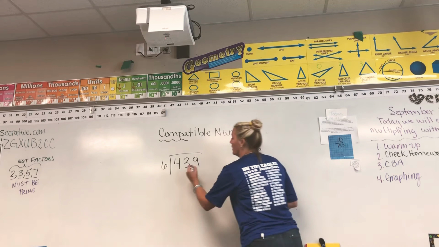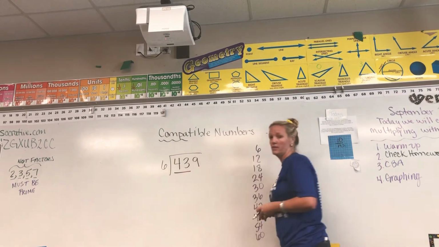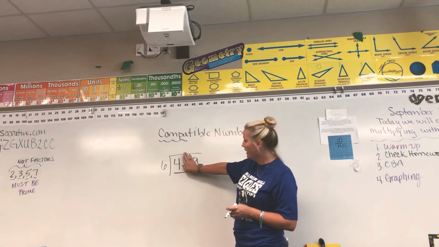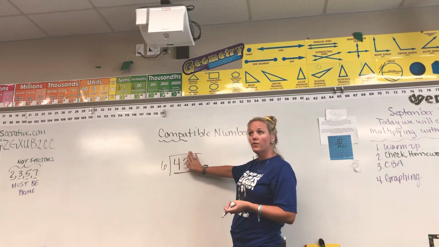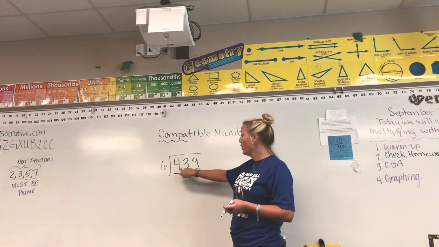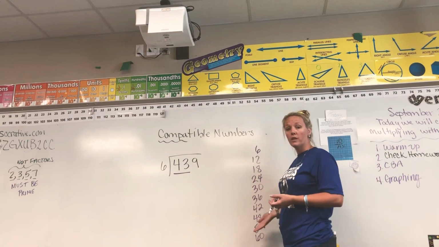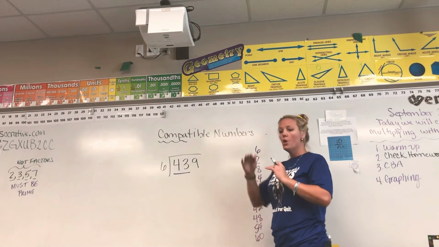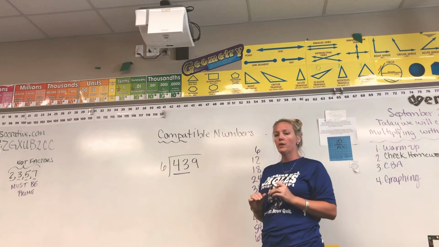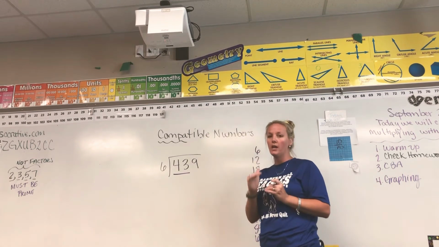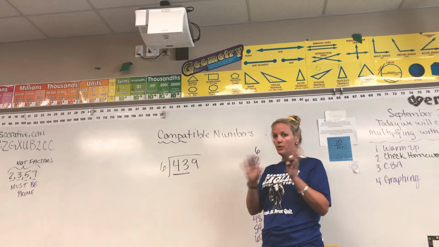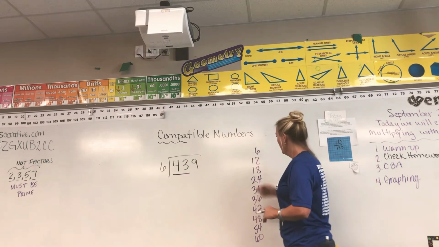Okay, so look at the first 2 digits. Okay, the first digit's not going to be good enough to help us out. So the first 2 digits, 43. Do we have a multiple close to 43? Now, we're just going to get the closest multiple. It's okay if we're a little bit over or we're a little bit under for compatible numbers. Remember, it's just an idea.